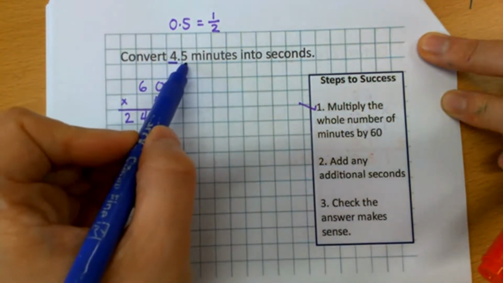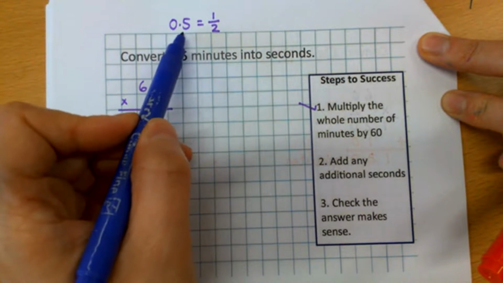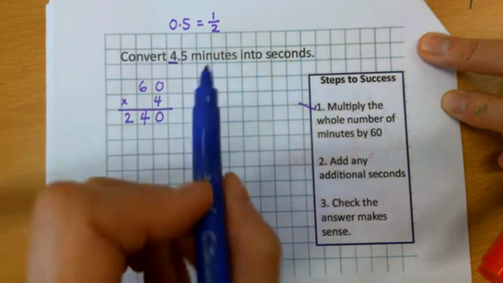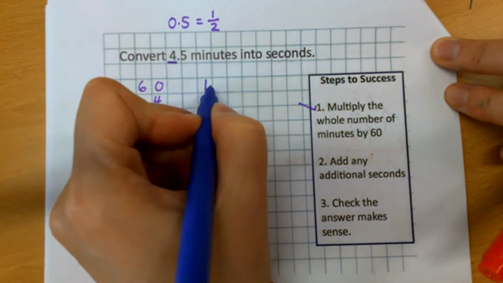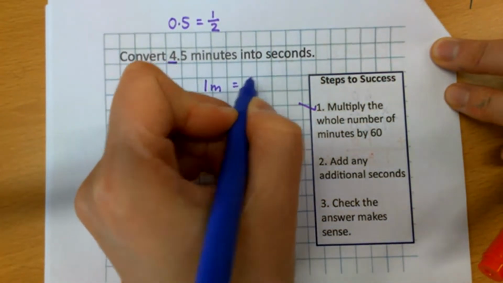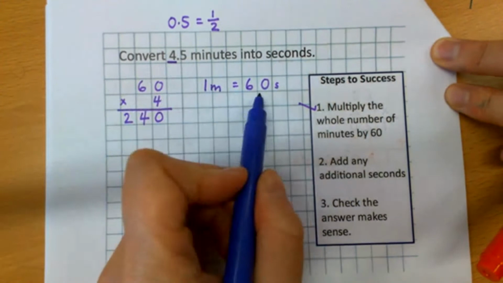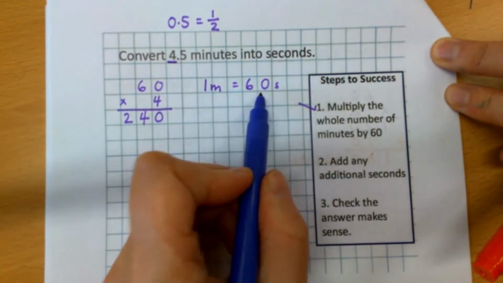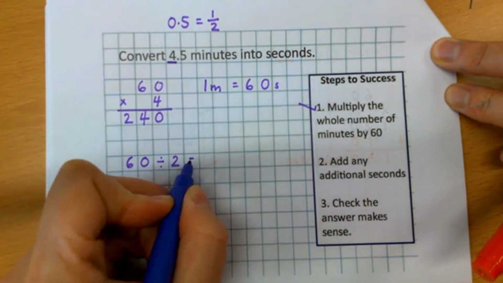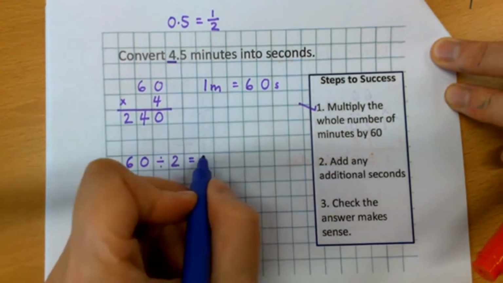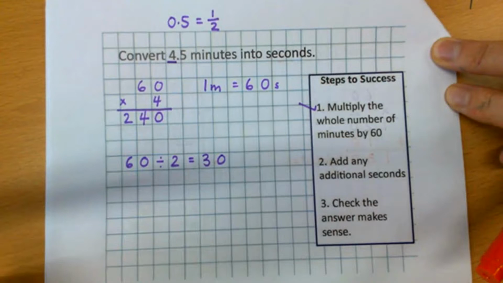Okay, now I have to add any additional seconds. Now it doesn't tell me how many seconds exactly, but it tells me that it's half a minute. Now I need to know how many seconds there are in 1 minute in order to calculate that. How many seconds are there in 1 minute? Good, I'm just going to write this here. 1 minute equals 60 seconds. So half of 60, I can divide 60 by 2 equals 30. Good, so that's 30 seconds.